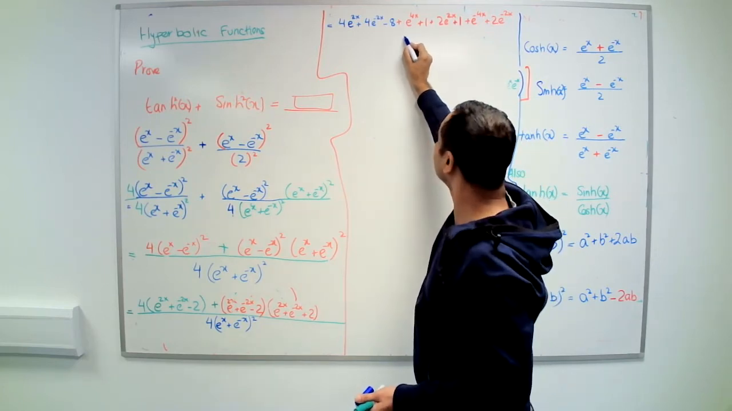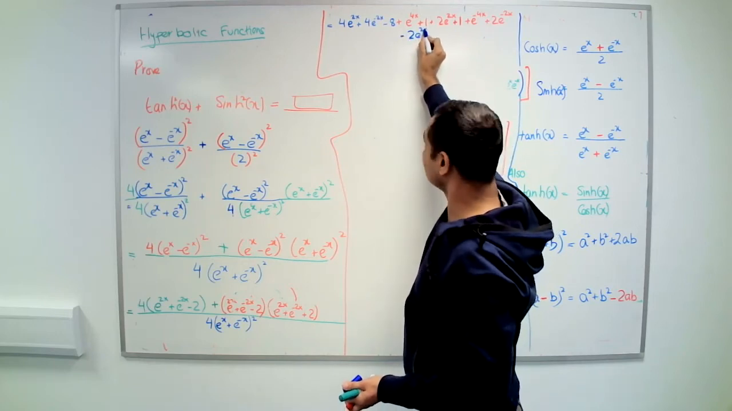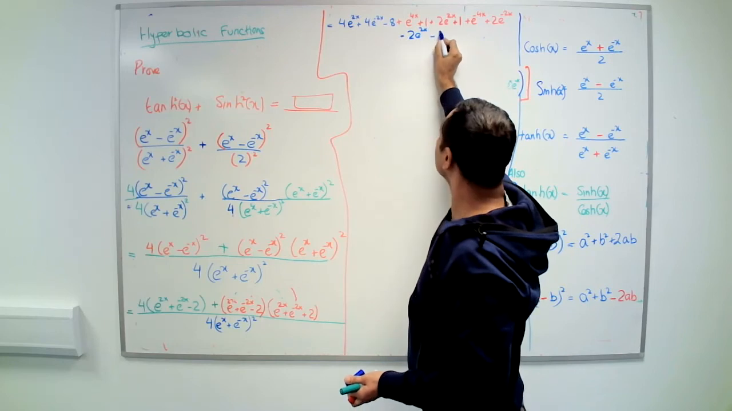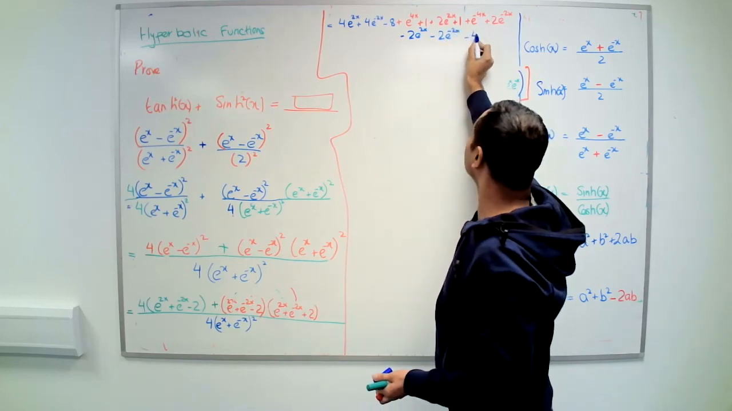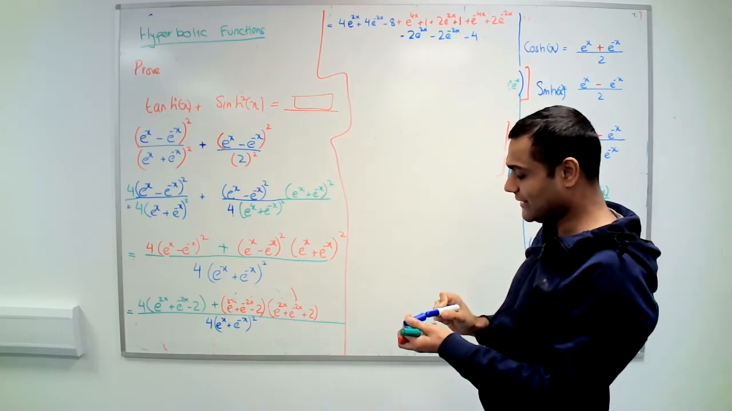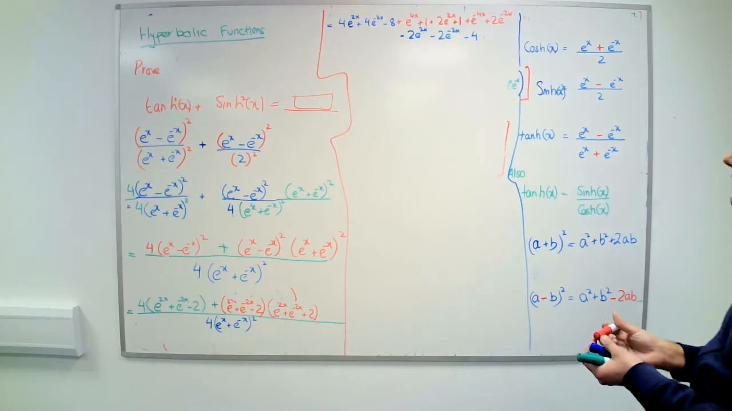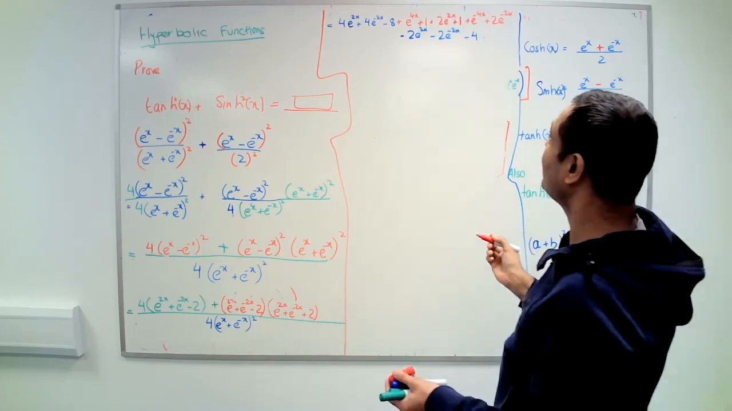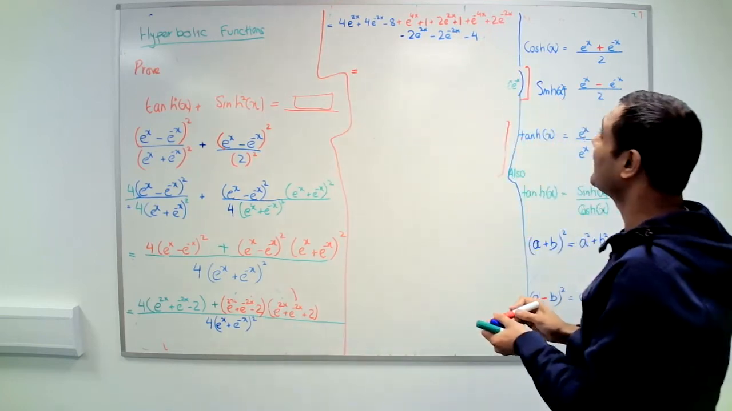Minus 2e to the 2x, minus 2e to the minus 2x and minus 4. And the denominator, which is that blue thing, remains the same. So I would put the denominator in the end. Then let's solve the thing. Let's solve that bit.